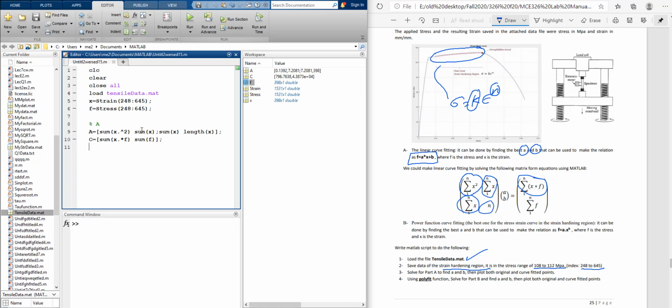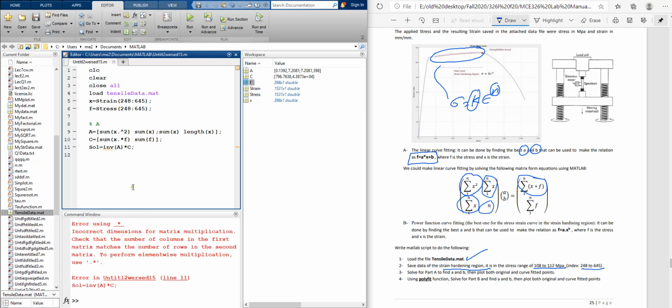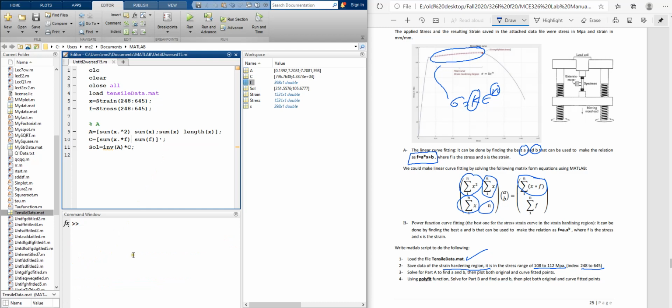Next step, I have the value of a and I have the value of c. Now we have to say that the solution equals inverse of a times c. Save, run the program. We have a mistake here. Why this mistake? Because of incorrect matrix multiplication dimensions. Inverse of a, we have 1 2, 1 2 here. Yes, I forgot, this one should be transpose, because I forgot to write semicolon here. Or you can keep it like this. Run the program. Now it's okay.